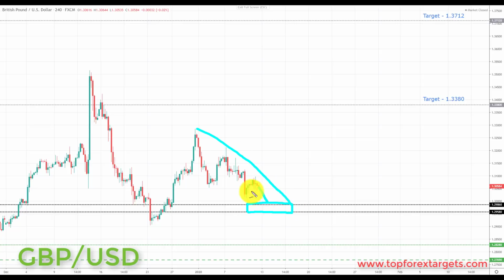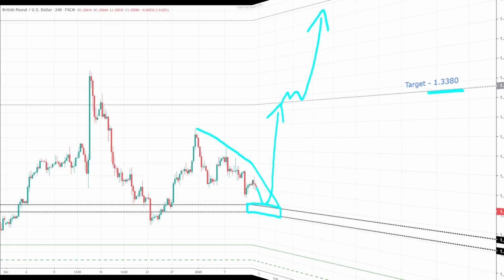But any pullback in this area, you can see, is now going to give us an opportunity to start to look for those bullish setups. And if we get the right kind of bullish setups in this area, we're going to be looking at initiating longs up towards the next key area of resistance, the upside and the target set, the 1.3380. And if we can get a break through here, we're going to be looking up towards the next key area of resistance, the upside and target 2, the 1.3712.